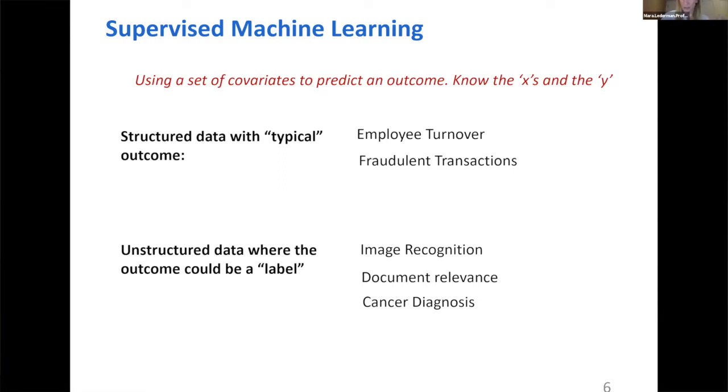Is a transaction fraudulent? Or we can think about applying this to unstructured data that doesn't look like the data we historically worked with as economists, where the outcome might be a label. And this could be, is the tumor in an X-ray malignant? Is this document relevant to something? Or the image recognition or categorization problem.